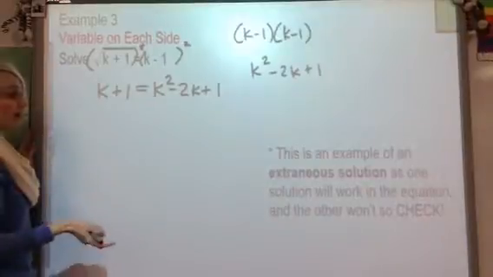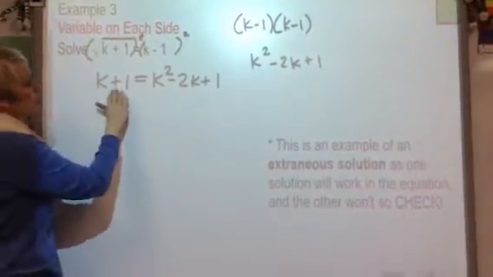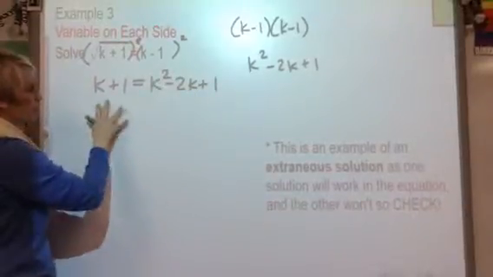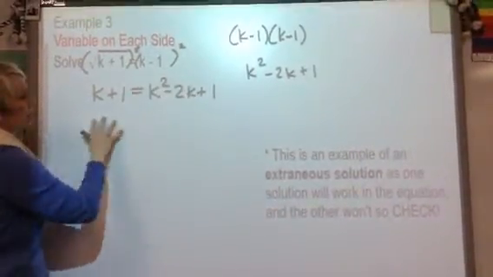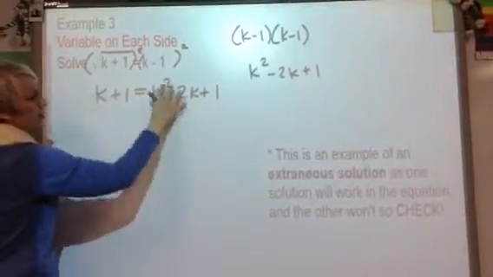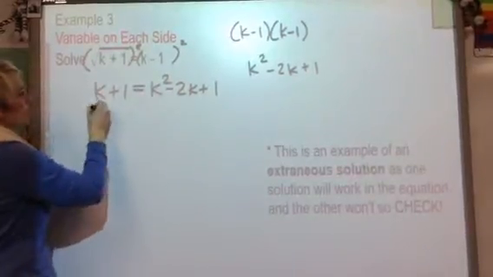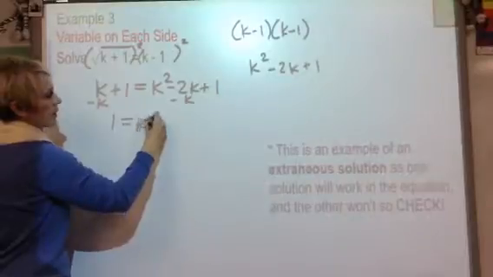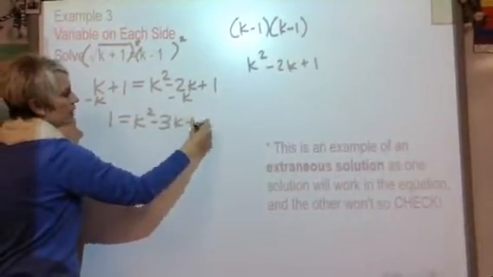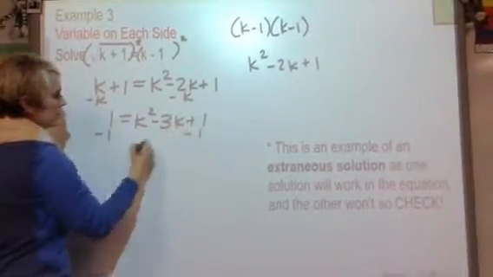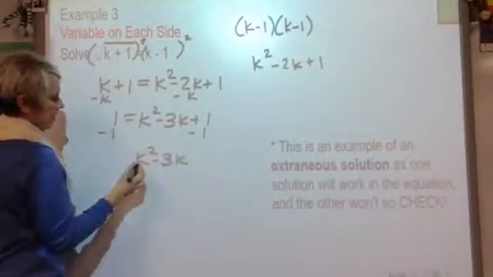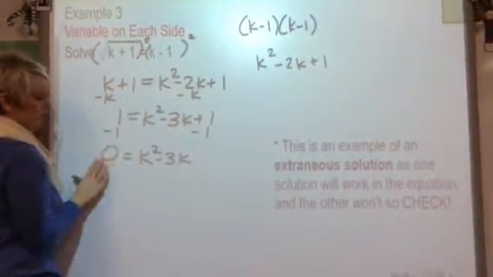So now when we balance this equation, what we want to do is to try to get all the k's together and solve for k. So let's go this direction to keep a positive k squared. So we're going to subtract k, and so I have 1 is equal to k squared minus 3k plus 1, subtract 1, and then I have k squared minus 3k is equal to 0.